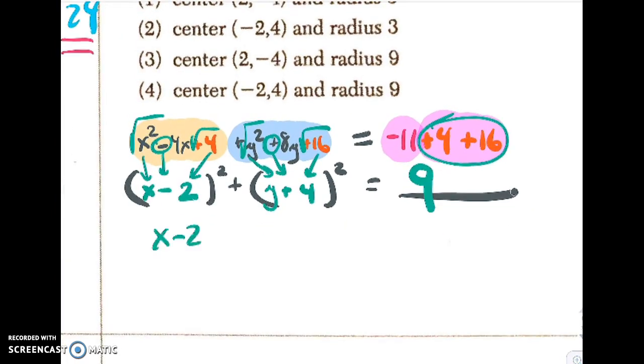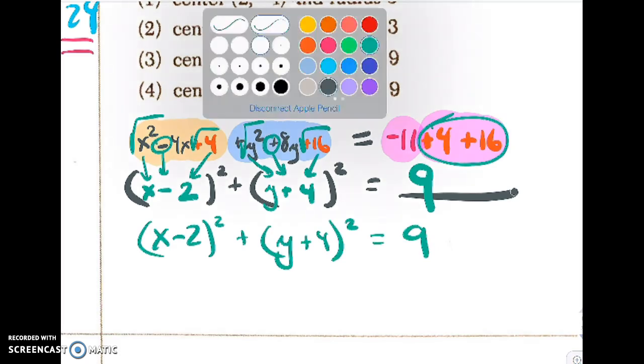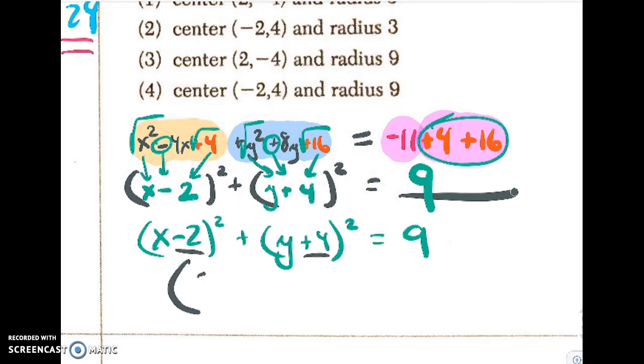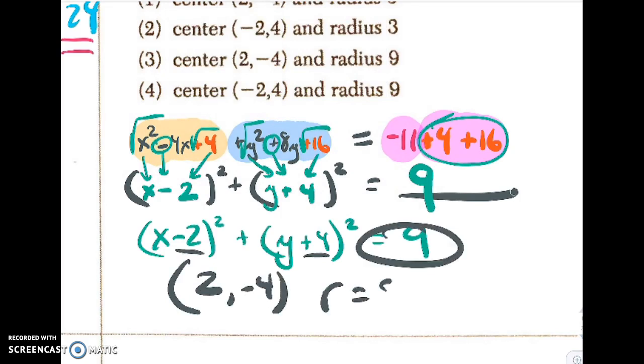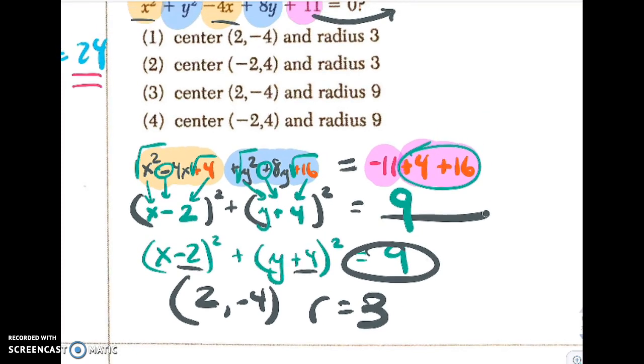I'm just going to clean it up again, make it a little bit neater. That's the equation of the circle. Remember, the center is the opposite of what you see here and here, so it's positive 2, negative 4, and the radius is the square root of that, which is 3. So center is 2, negative 4, radius of 3.